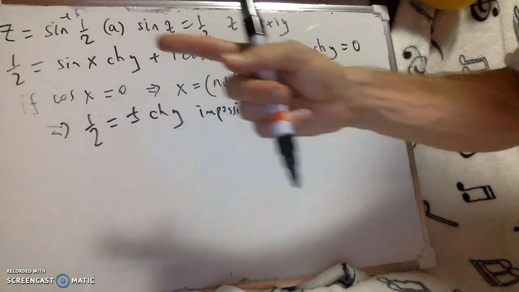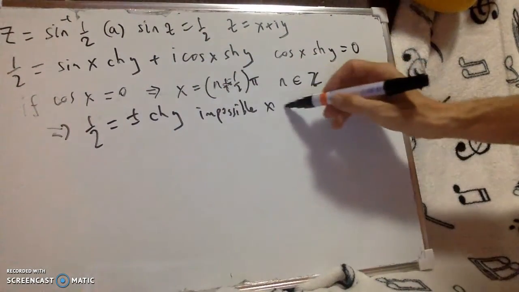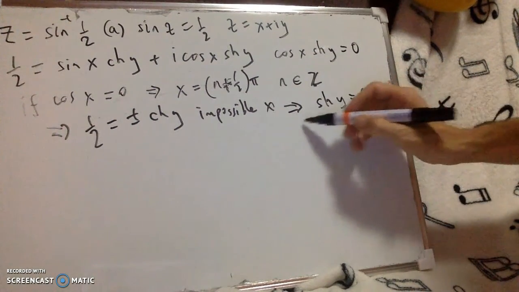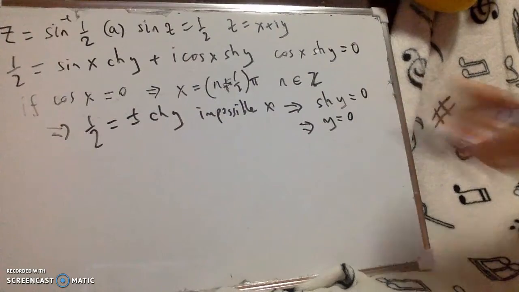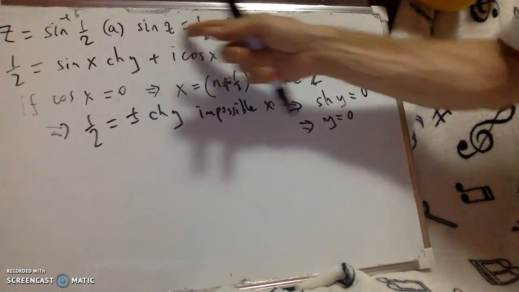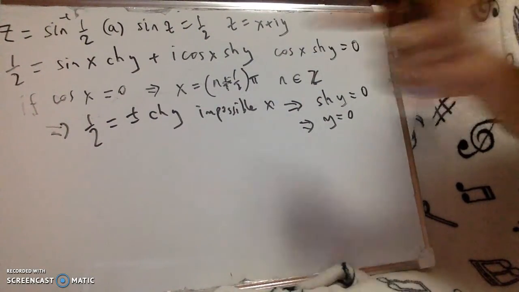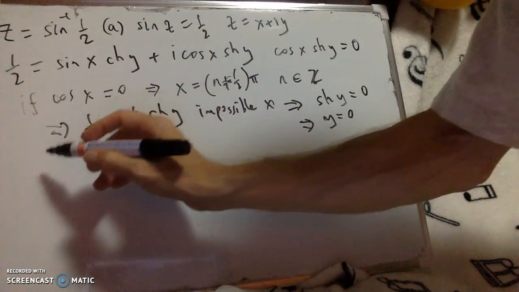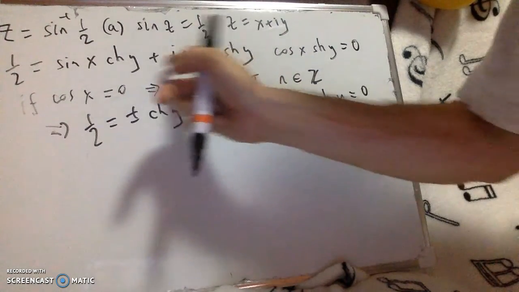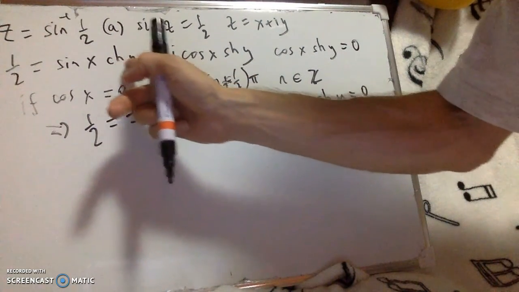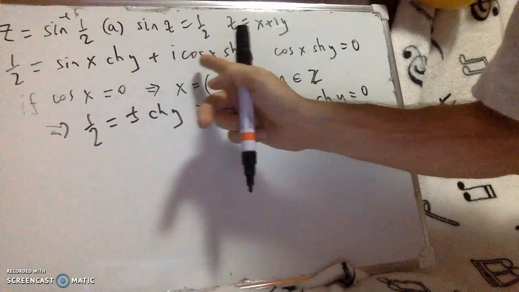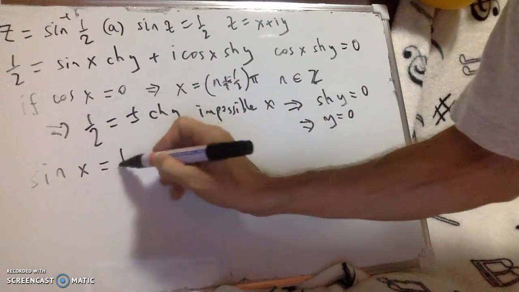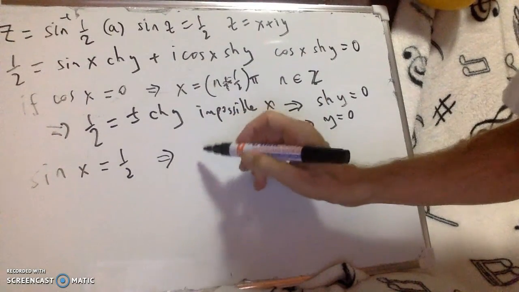So we can rule out that possibility. So cos x can't be 0, so this means that sine y is 0, and the only real solution to that is y equals 0. So we know for sure that the only solutions to this are when x is real, when z is real. So we already know these solutions. Y equals 0, which means cos y is 1. We've already said this is 0, so we just get the result sine x equals a half, and we know very well what the solutions to that are.